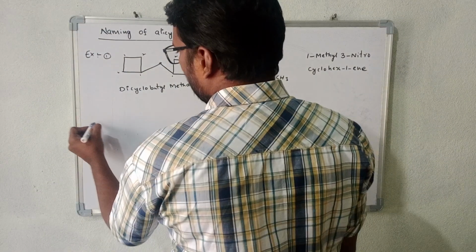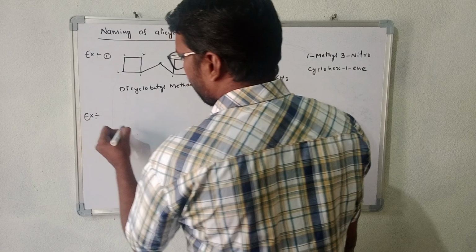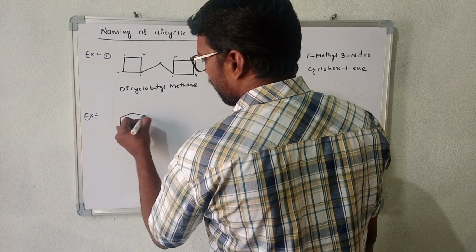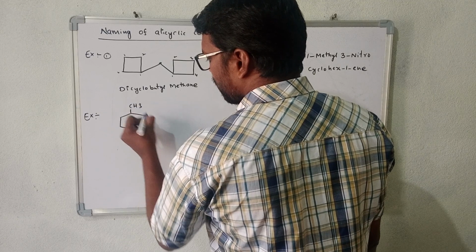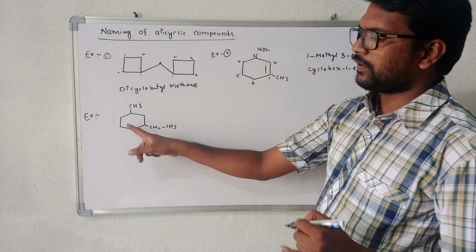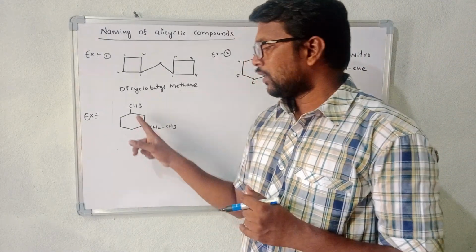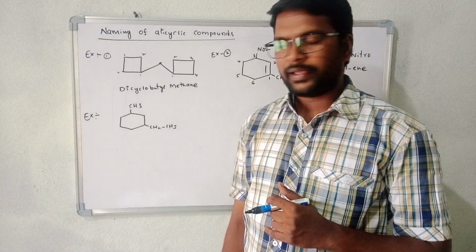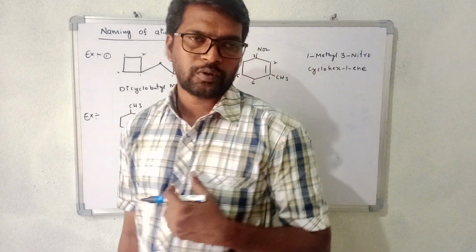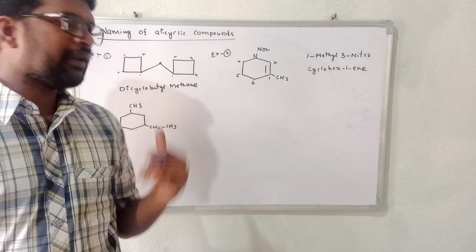Right, now we take another example of an alicyclic compound. We take an alicyclic compound like this. It is 6 carbons, with CH3 and CH2CH3. So it is an alicyclic compound. 6 carbons are present, that is cyclohexane, and now you see 2 substituents are present. So whenever 2 substituents are present, to which substituent can we give the priority?